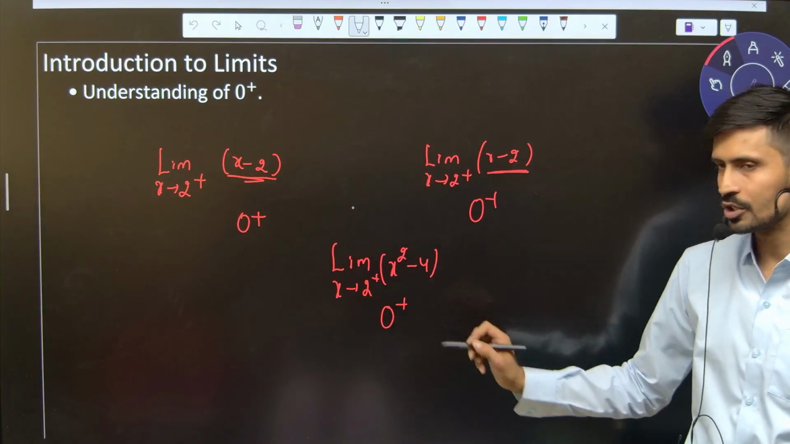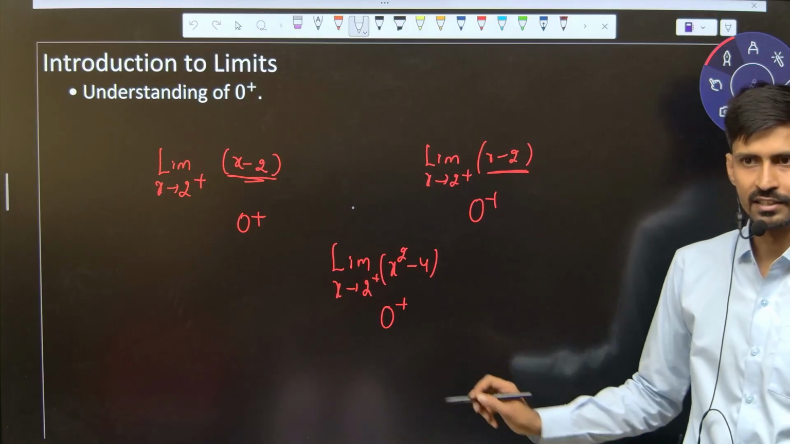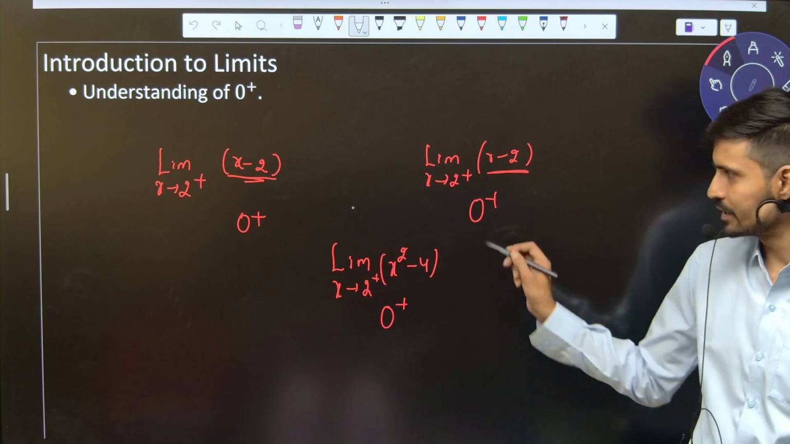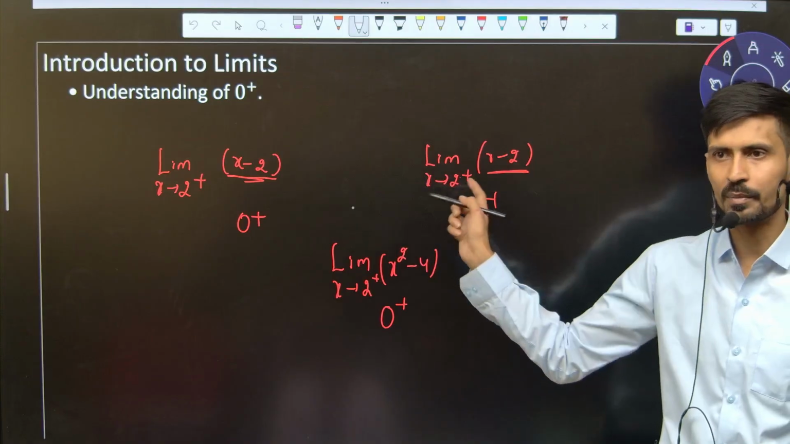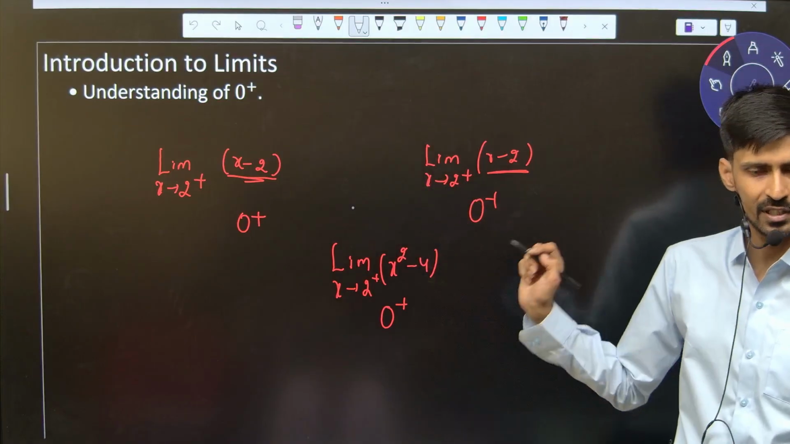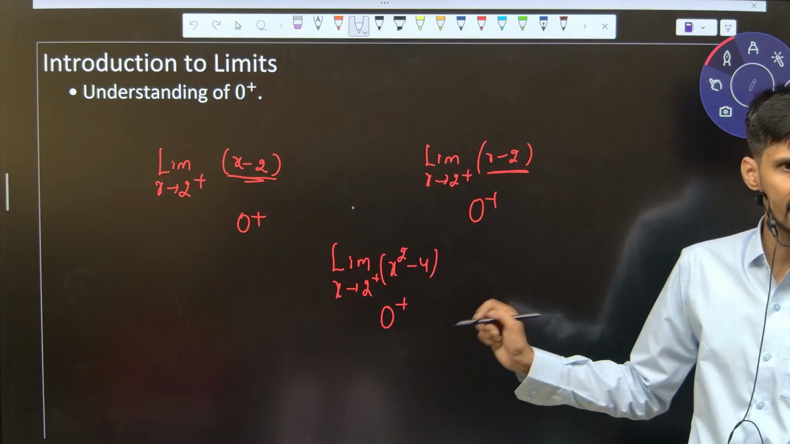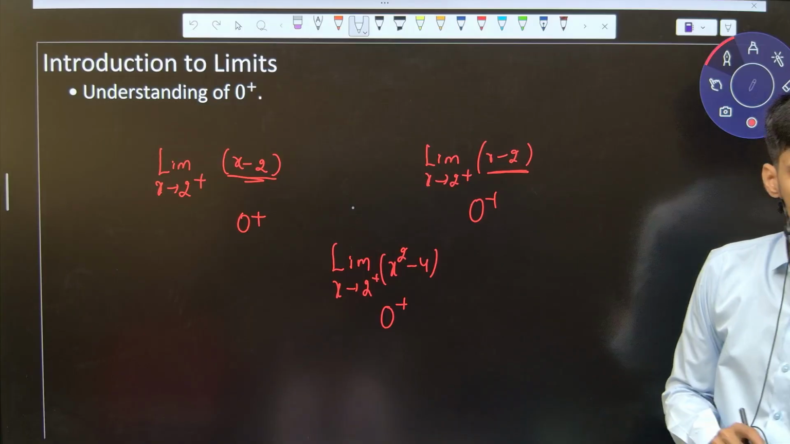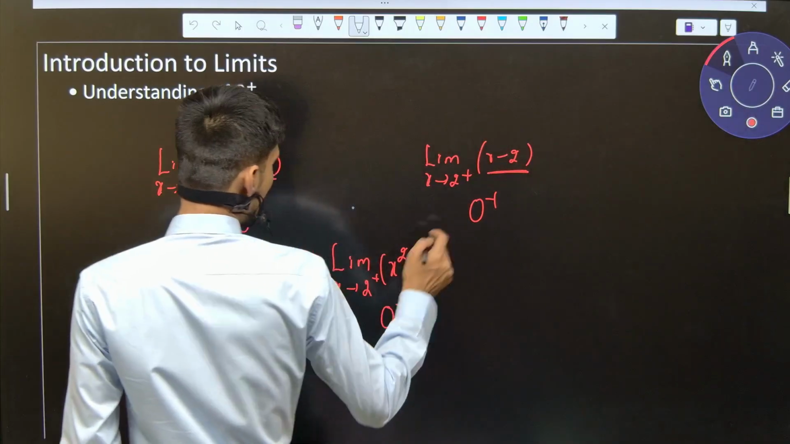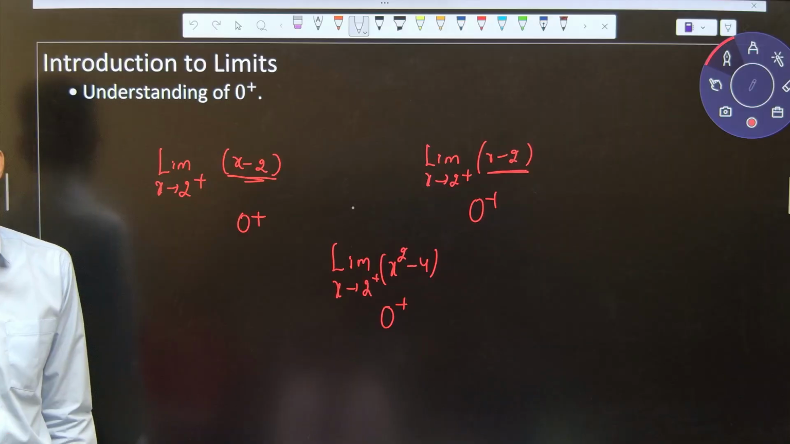Now tell me, are both these 0 plus same? No. This 0 plus is generating from some other function. These two 0 plus will be same because both are generating from the same function. But this 0 plus is generating from a different function than that. That's why all 0 plus are not same. Yes, na?